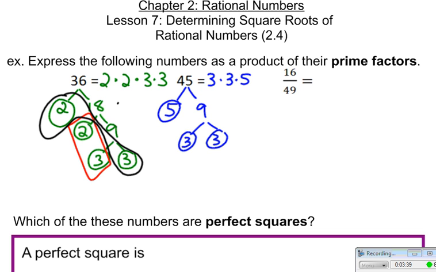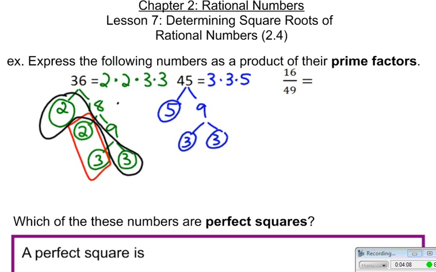You notice that we're writing them in increasing order. And we cannot make 2 equal groups of factors. I could make one group of 3 times 5, but then there's a 3 left over. Or I could make one group of 3 times 3, and then there's a 5 left over. So we can't make 2 equal groups. It's not going to work. So 45 is not a perfect square.